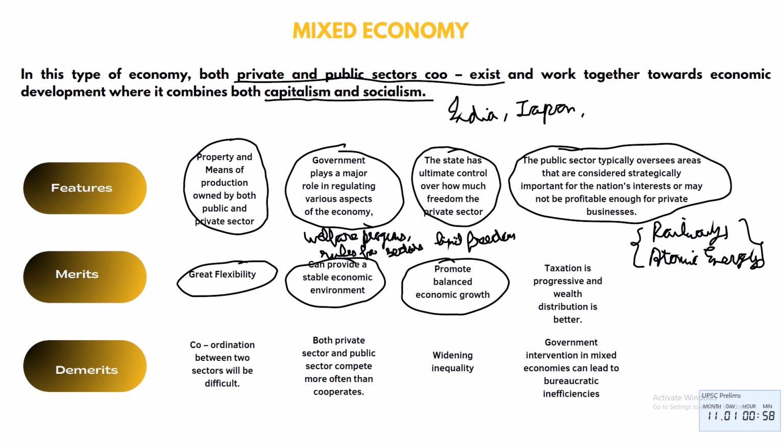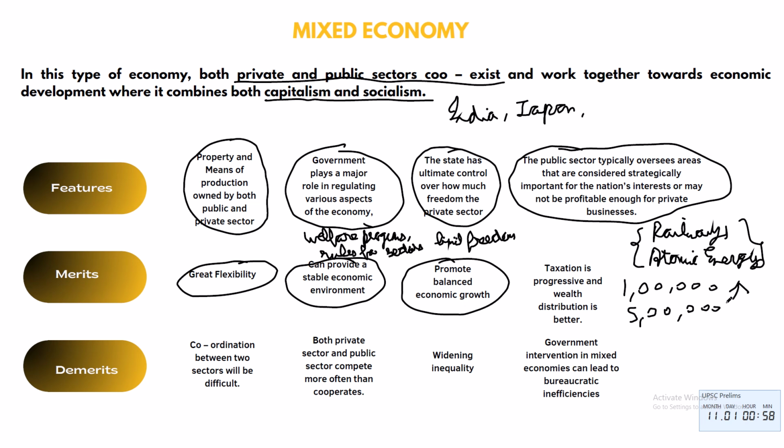Taxation is progressive and wealth distribution is better. See, this is currently seen in our budget. So if you earn up to 1 lakh, a certain amount of tax must be paid. If you earn more than 5 lakh, a certain amount of tax must be paid. So the taxation is progressive. The higher you earn, the higher you pay the tax.